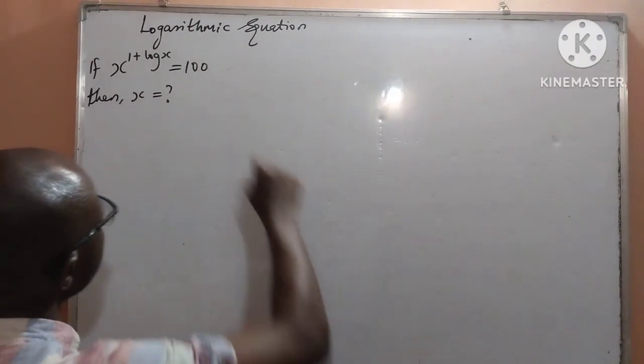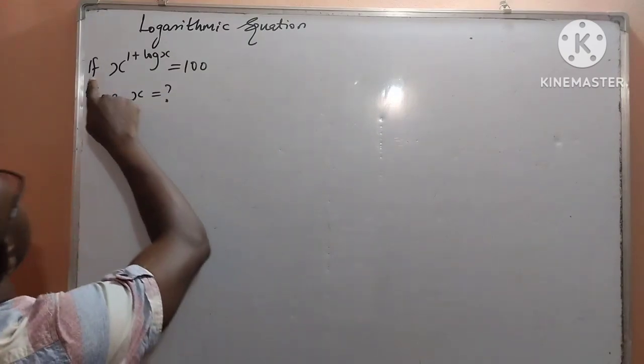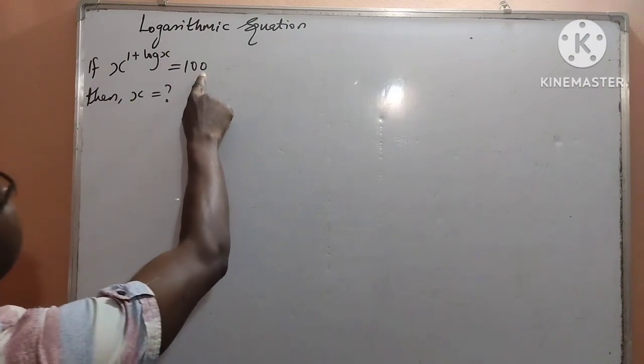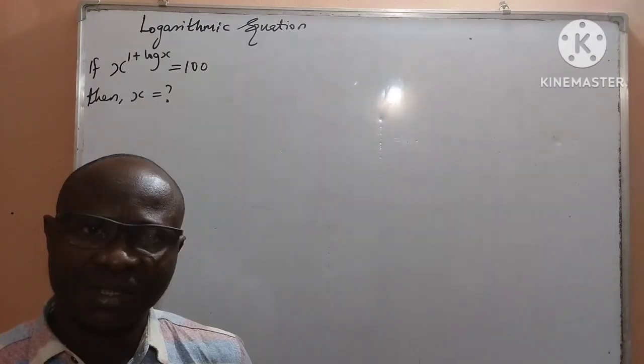In today's maths, we have a logarithmic equation to solve. Here we are given that if x is raised to the power 1 plus log x equals 100, then what should be the value of x in the given equation?